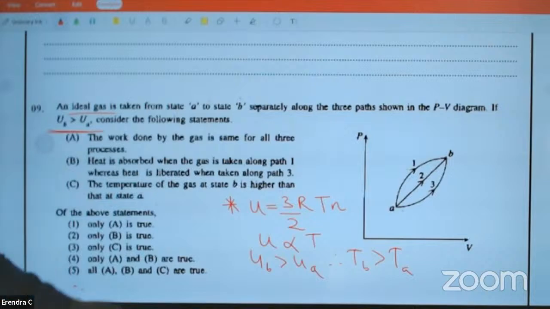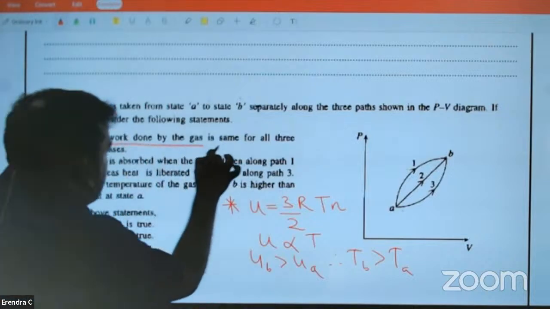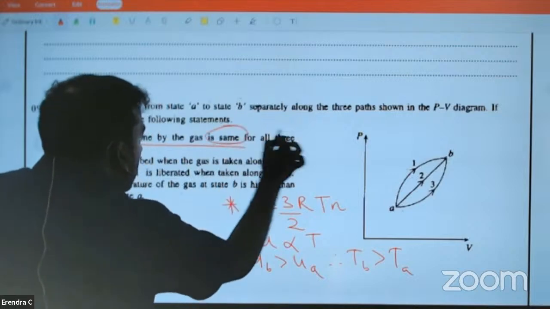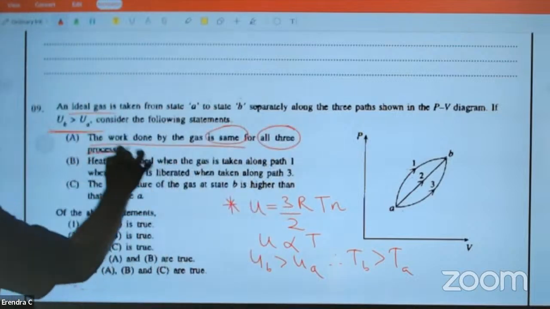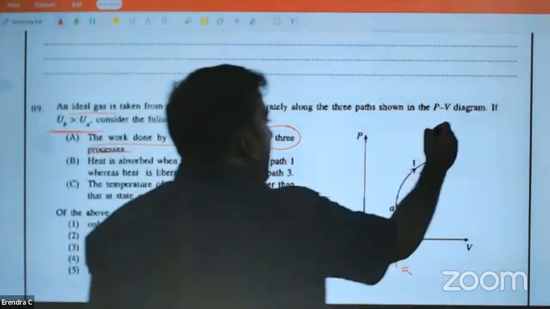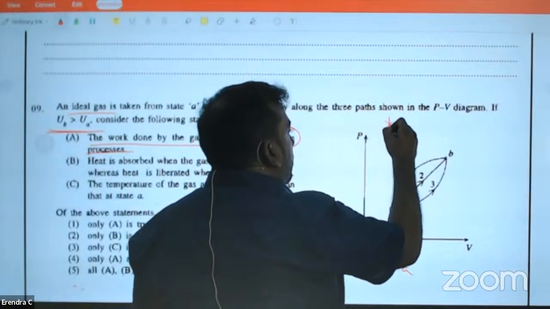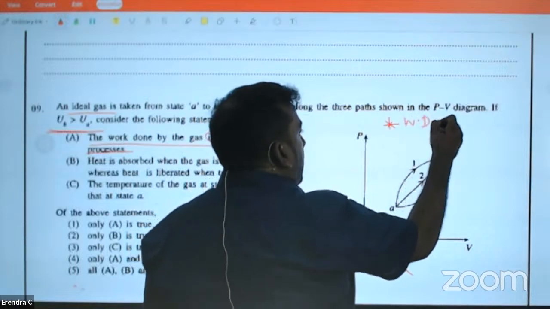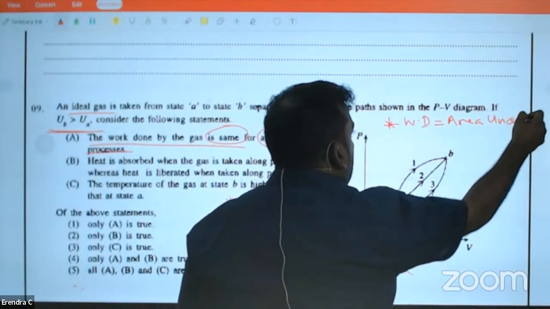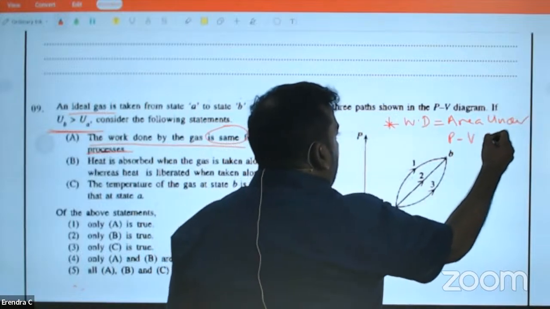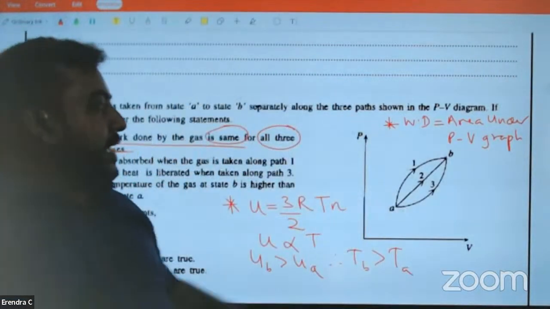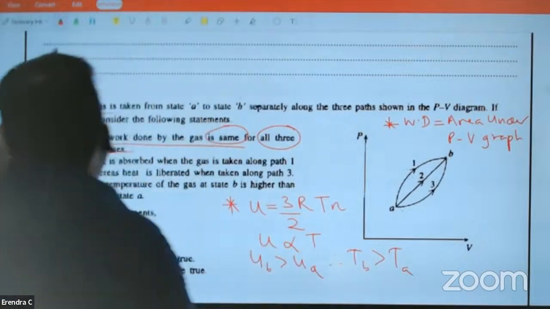Okay. Now look, work done by the gas is same for all three processes. Right. First note. Work done is the area under the graph. Work done equals area under PV graph. Now tell me, wherever you are in Sri Lanka, are the areas under these graphs same?